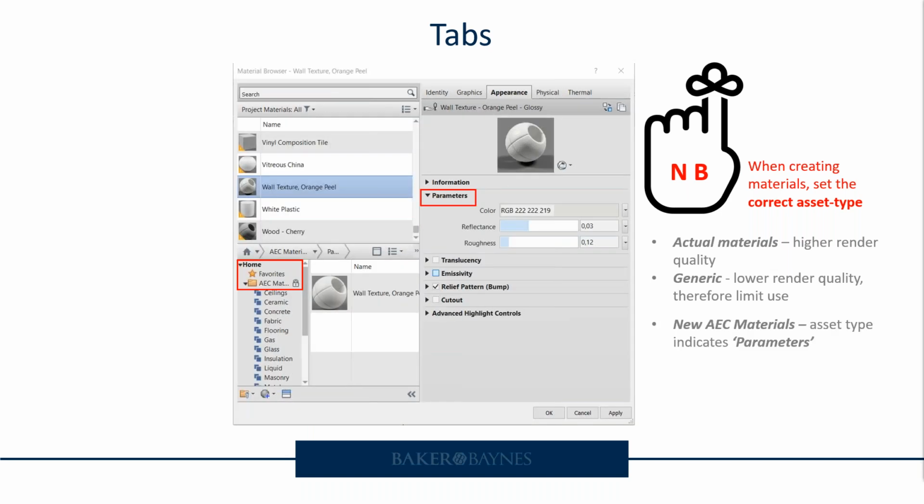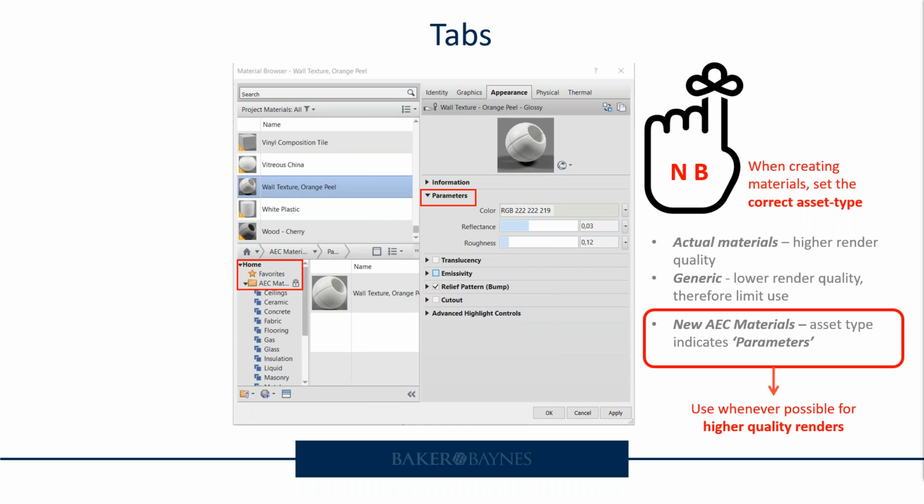Then also your AEC materials, that's at the bottom of the list. The asset types indicate parameters, and try to use these materials wherever you can or as far as possible, as they produce higher quality renderings.